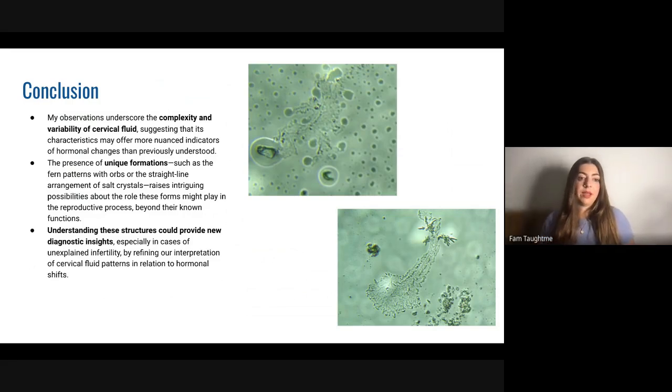So overall, my observations underscore the complexity and variability of cervical fluid and the presence of these unique formations that we don't know what they are. They might play a role and we just don't know about them yet. So I'm trying to understand more about what these forms might mean. And understanding what these structures mean could provide more diagnostic insights for the menstrual cycle and for fertility.